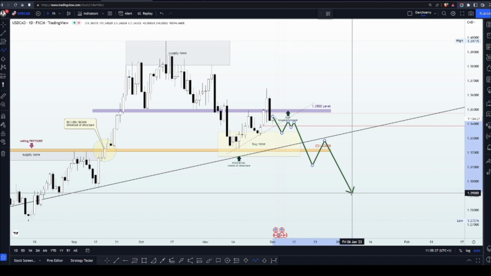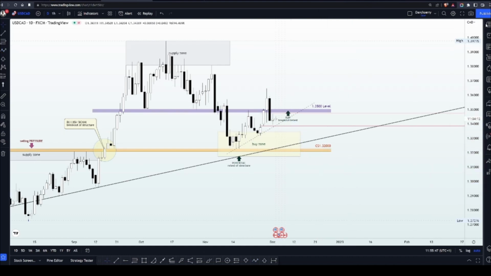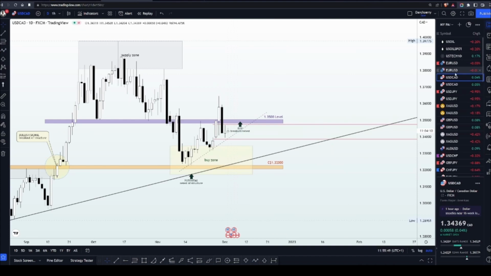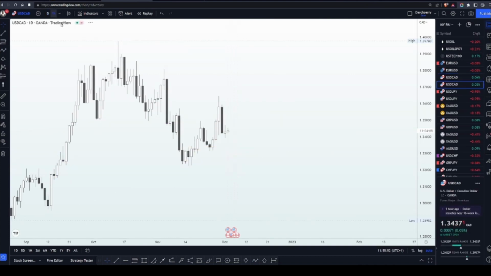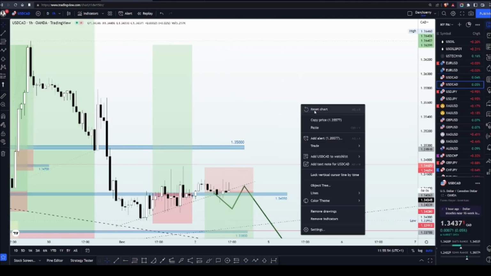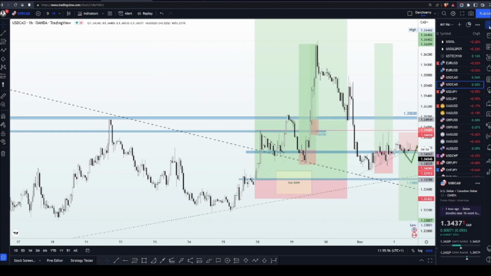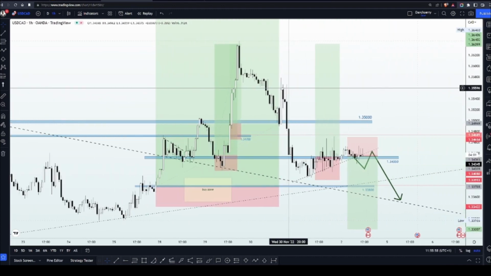So these are the scenarios we are going to be looking forward to on our lower time frame. In order to do this, we will scale down to the 1 hour time frame, and on the 1 hour time frame we begin to see things more clearly. So on the 1 hour time frame, this is what we were able to observe here.